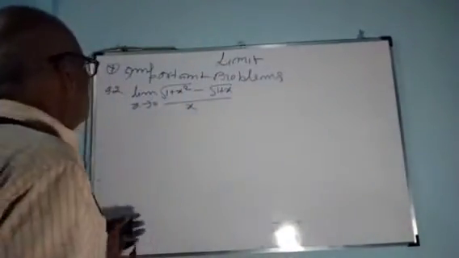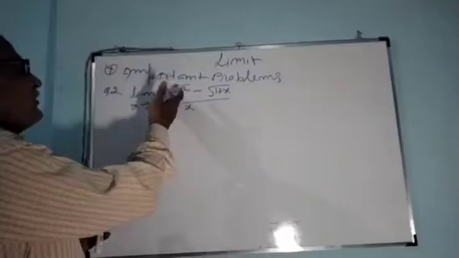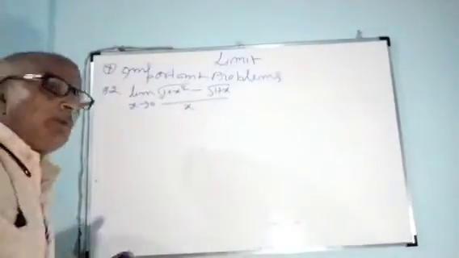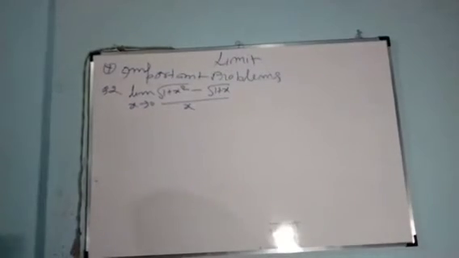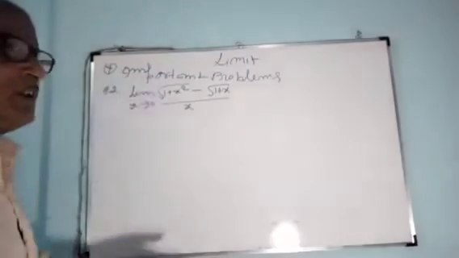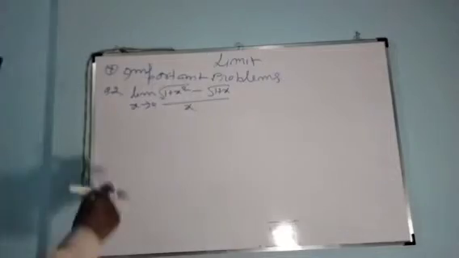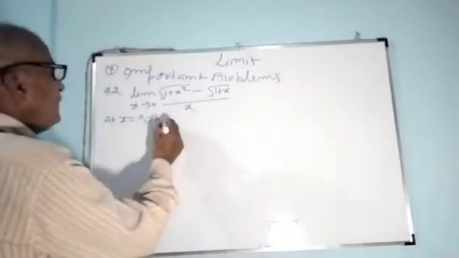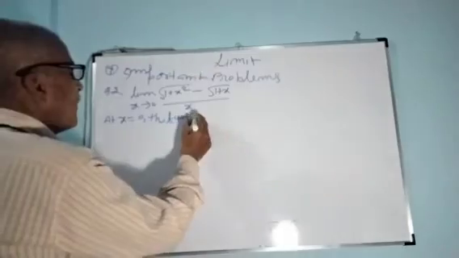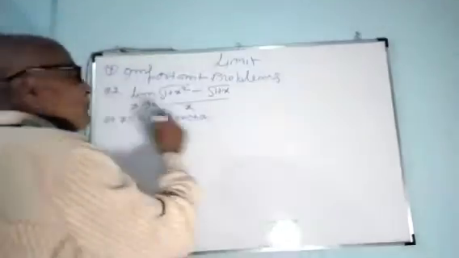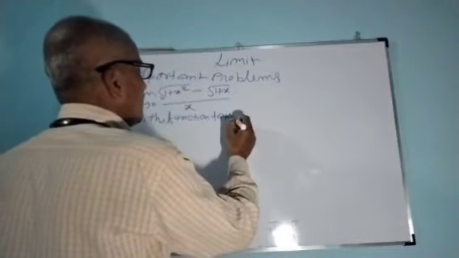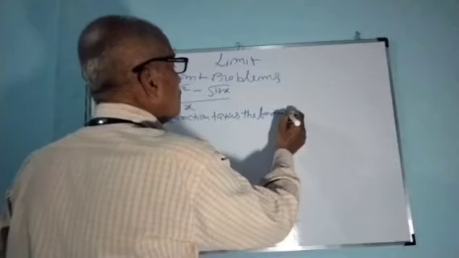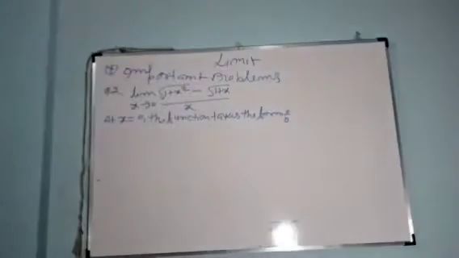The question is limit x tends to 0 of square root of 1 plus x minus square root of 1 plus x by x. Obviously, at x equal to 0, the function takes the form 0 by 0.